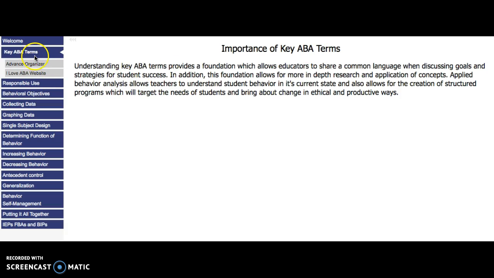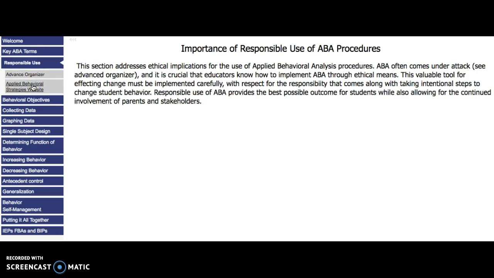In this example, you'll note that under the key ABA terms in each of the main tabs, the creator gave a nice brief summary of what they've learned about that topic. So the section addresses ethical implications. You're just sharing with us what you know about this topic. This should be a nice, concise summary that you could use, thinking about it as sharing with another professional or with a parent, explaining the concept to someone who hasn't read Alberto and Troutman, who hasn't been through 790. How would you explain that concept?